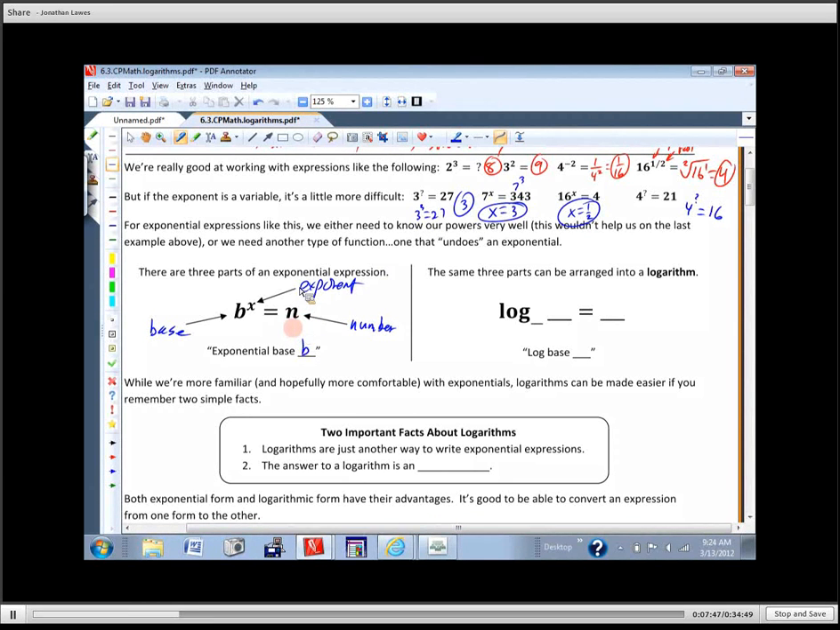They're just a different way to write them. So there are three parts to the expression over here. If this is exponential base B, this is going to be log base B. And here's where the base goes. It goes down a little bit lower. We call it a subscript, and we write it a little bit smaller. The exponent goes over here, and the number that this exponential is equal to goes right here.